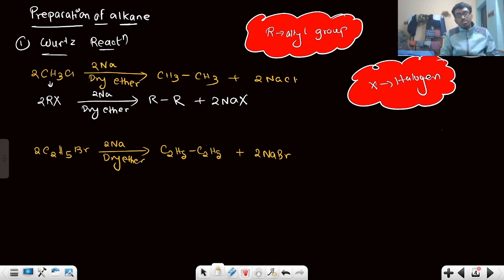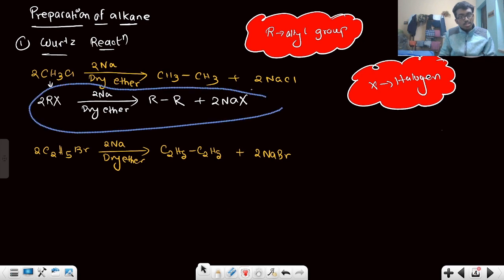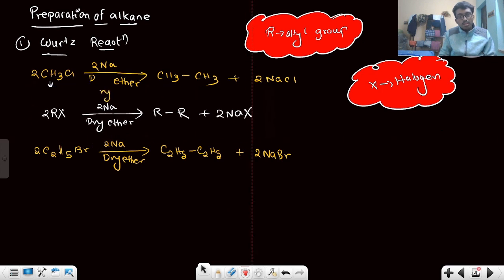Not these two reactions you will memorize. You will remember only the general formula. Clear? The general formula for the reaction is 2RX + 2Na gives RR + 2NaX. This is the general formula which you are going to remember. Clear?